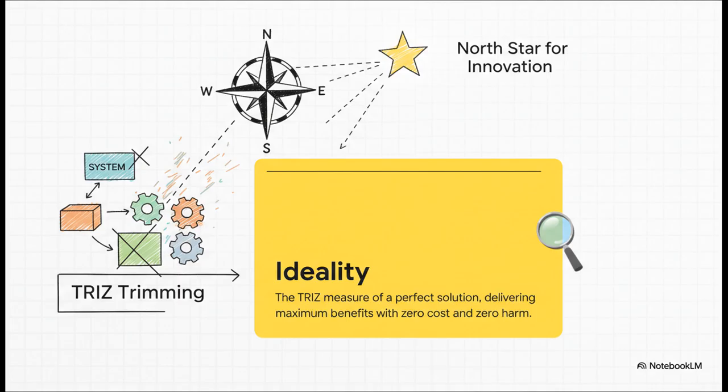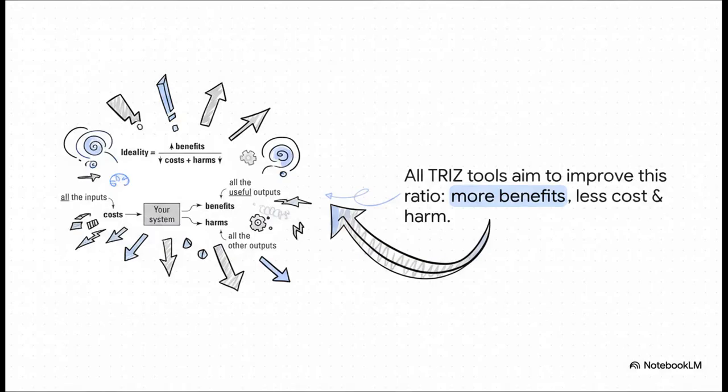Now, is that always achievable? Maybe not. But the whole point of TRIZ is to systematically push everything we do closer and closer to that ideal state. And this is where it gets really interesting. All the TRIZ tools we're learning, they're designed to improve this ratio. We want to jack up the benefits while simultaneously crushing the costs and harms. And here's the secret. Most people focus on adding more benefits. The real game changer, the real leverage, comes from attacking the bottom of that fraction. Reduce the costs, reduce the harms.